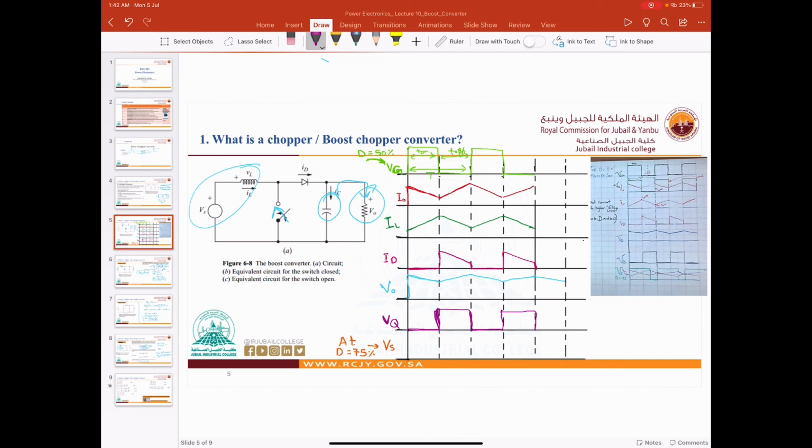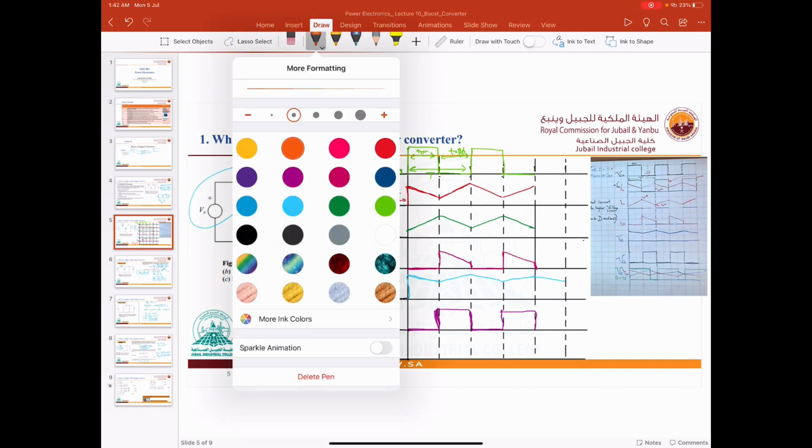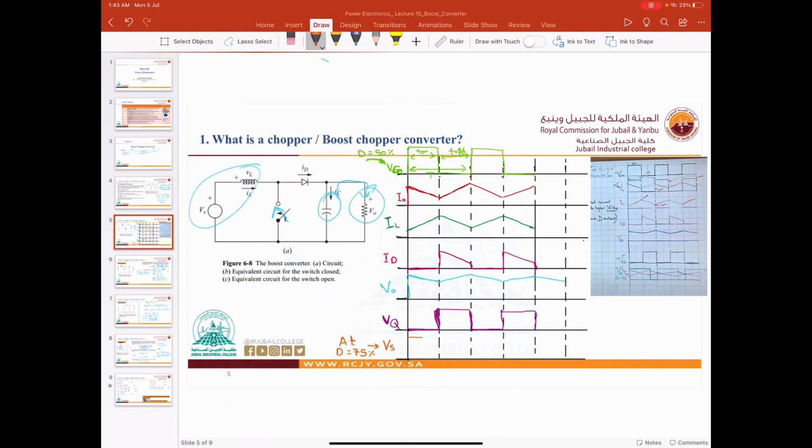Now let us see the V source at 75%. So 75% is like what we have done before. It's like this, and it will go to 0. It will go up again. This, it will go to 0. And this is for the VS.